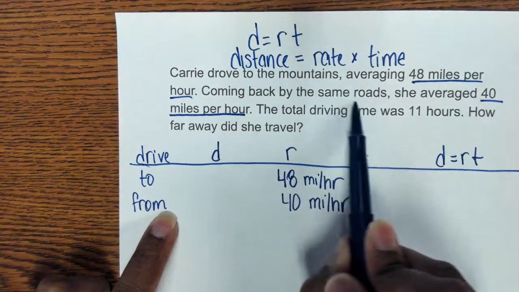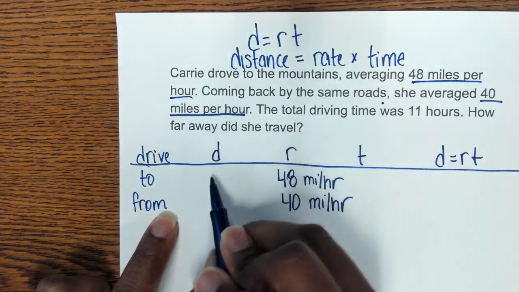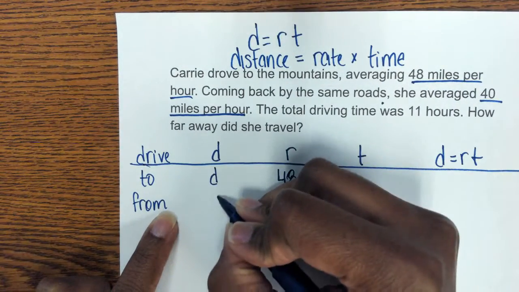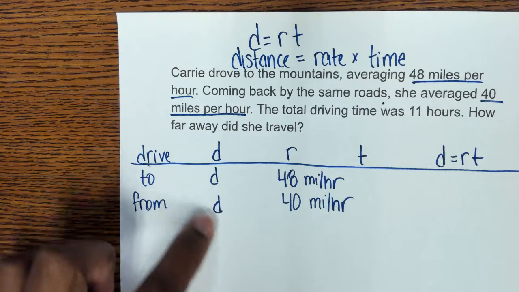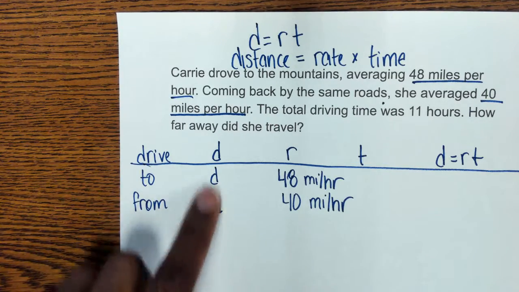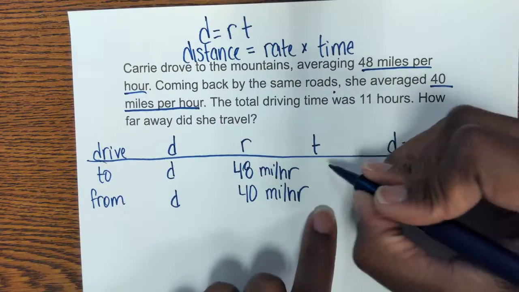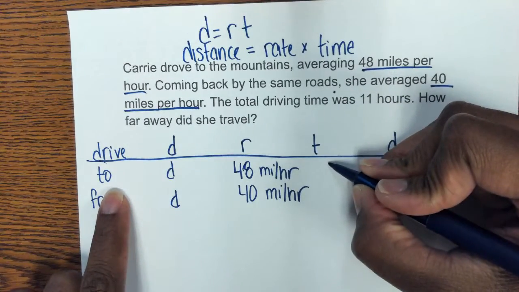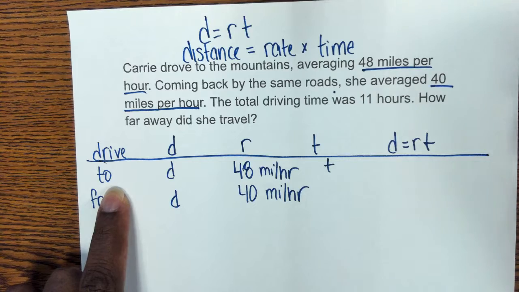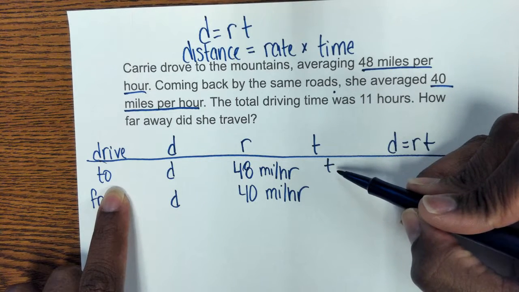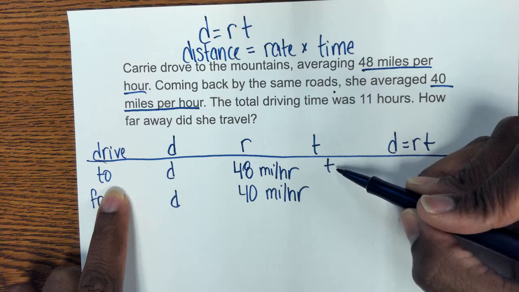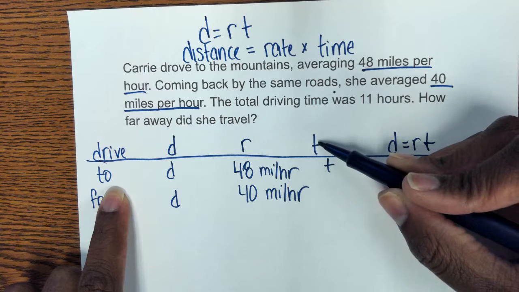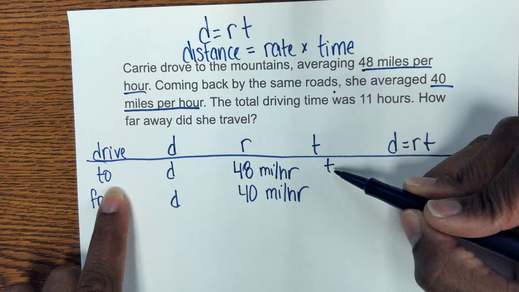Because she came back by the same roads, we know that means that the distance on both of those is going to be the same thing. So I'm going to call both of them D because they are the same thing. The distance was the same on both. Then for the time, on the ride to, I'm going to just call that T, because we can call something we don't know by a variable. That's what we always want to do. When we don't know something, we give it a variable. And since we're dealing with time, I'm just going to call it time.